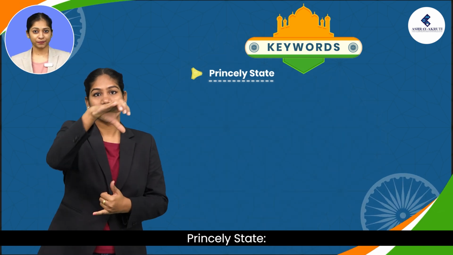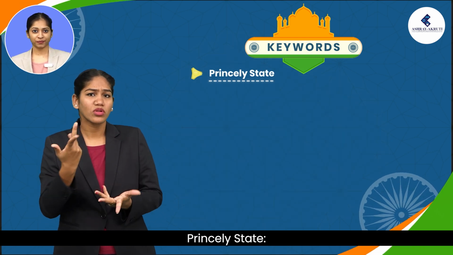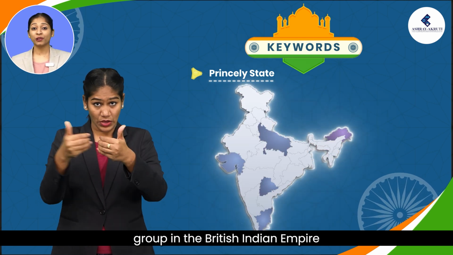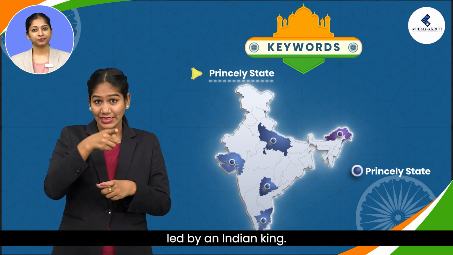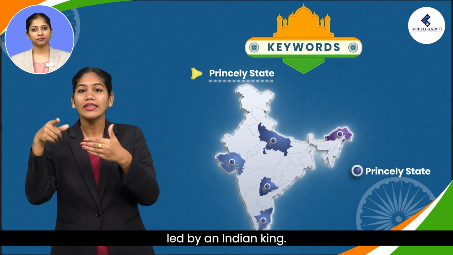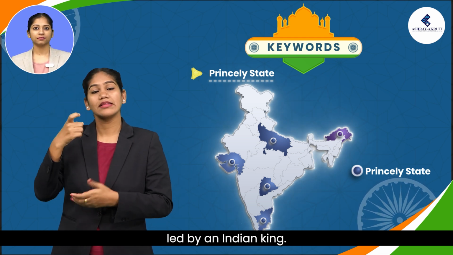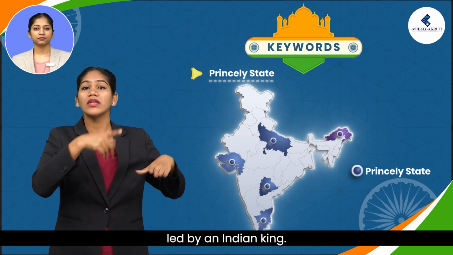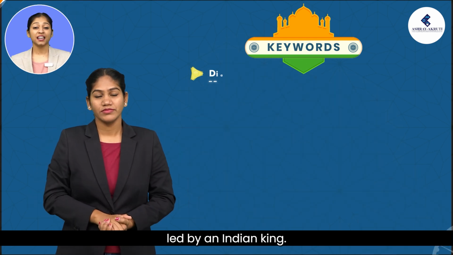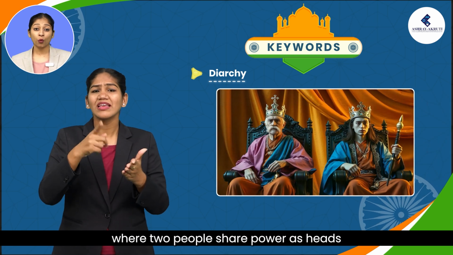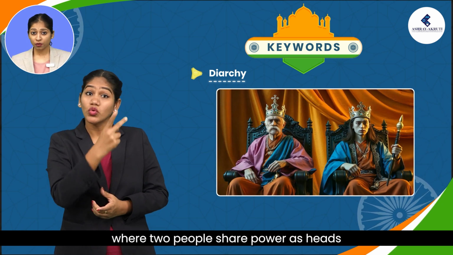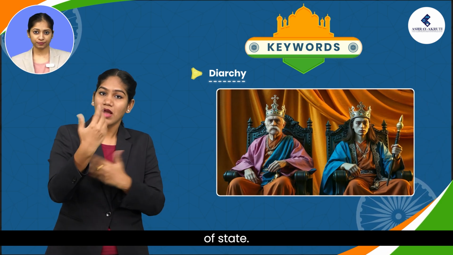Princely state: an independent group in the British Indian Empire led by an Indian king. Diarchy: a form of government where two people share power as heads of state.